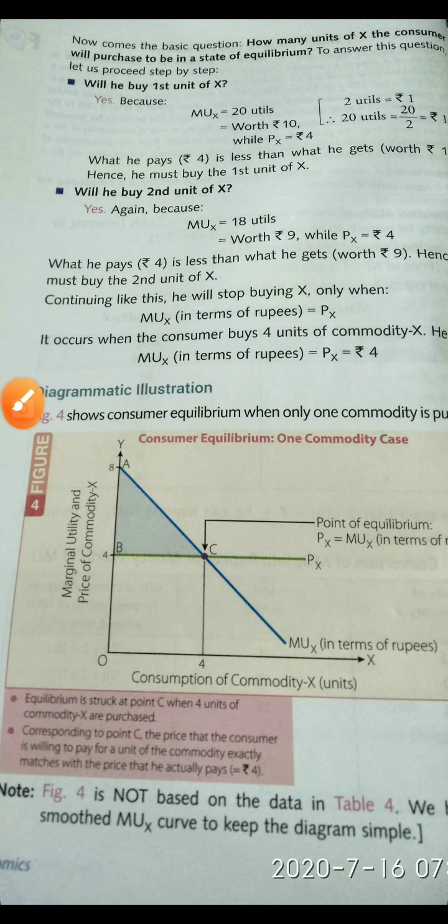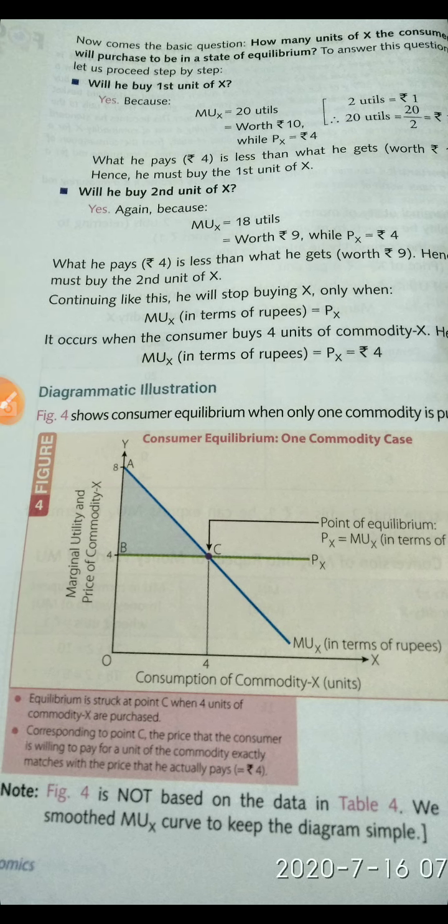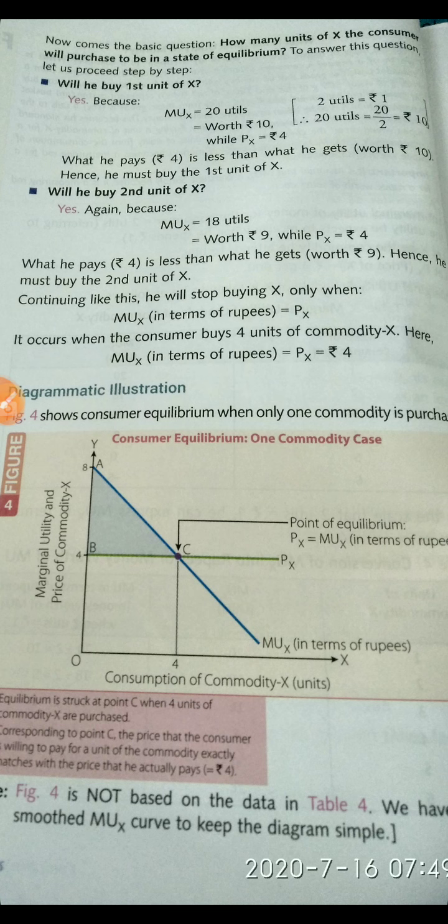After we plot the given table in the form of a graph, on the x-axis is consumption of the commodity, and on the y-axis are marginal utility and the price of the commodity. Have a look at the graph. What happened to the marginal utility? It is diminishing, as per the law of diminishing marginal utility. And what happened to the price? Price is constant. It is 4 rupees only. It neither increases nor decreases.